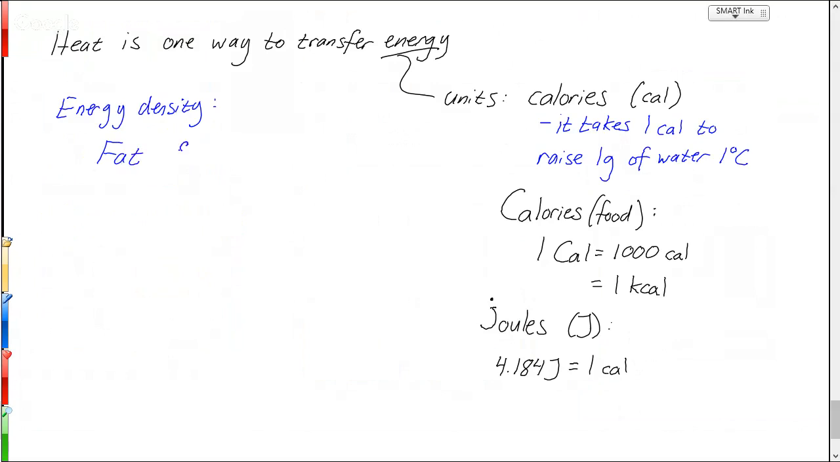And we can find this from the energy density. So fats have 9 kcals of energy for each gram. So you have 1 gram of fat, which actually wouldn't be exactly that because it's not the same density, but 1 gram of fat stores 9 kcals of energy. Carbohydrates and proteins both give you 4 kcals per gram of energy.